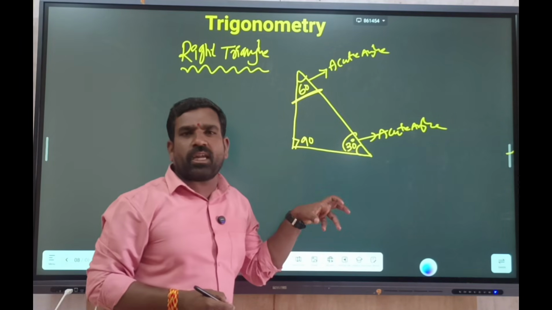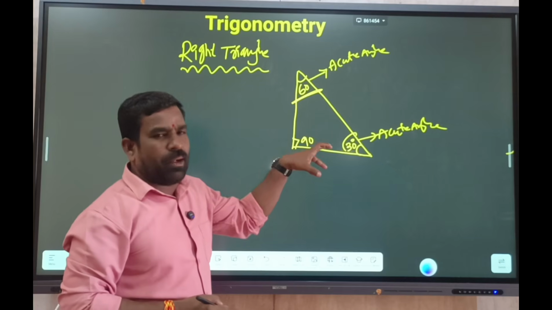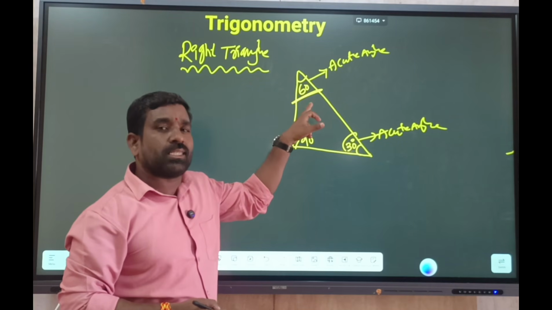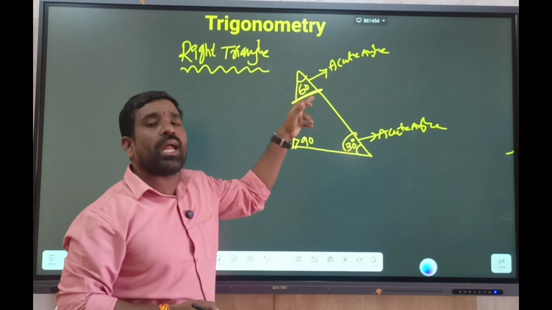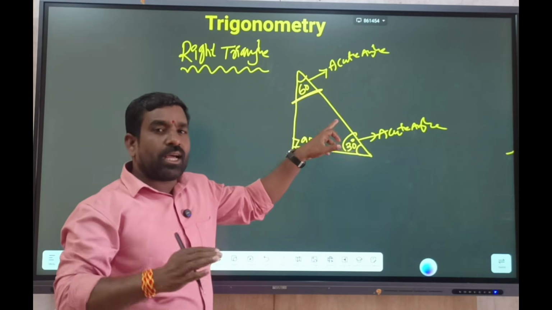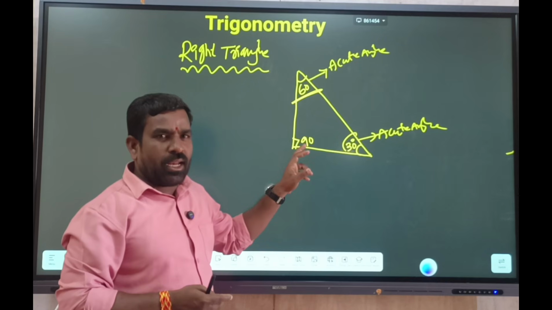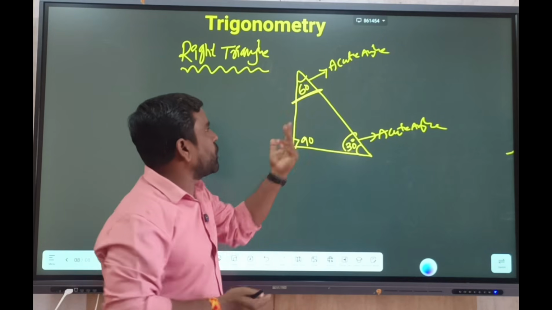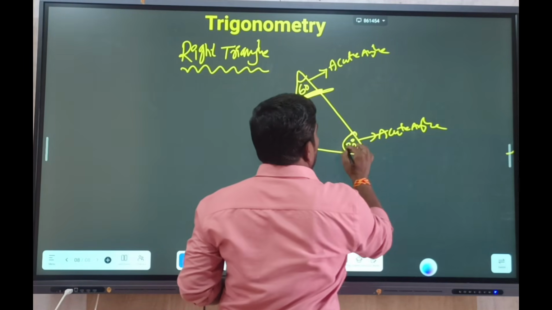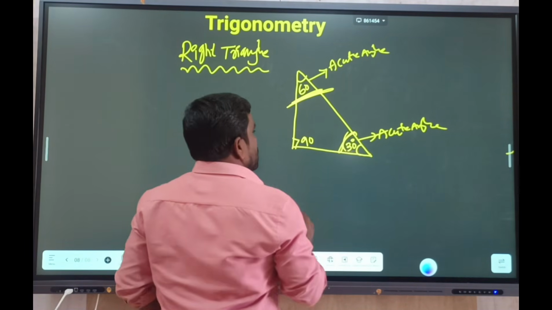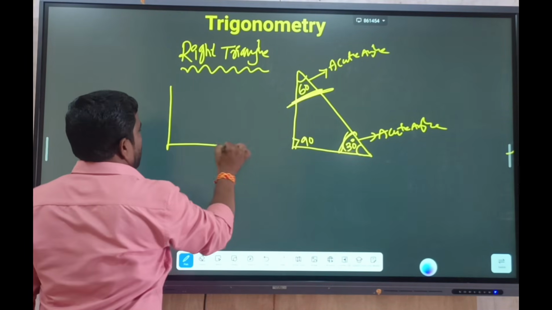So what is the important key point here? In a right triangle, the sum of the other two angles is 90 degrees. Or sometimes the question asks: in a right triangle, the other two angles are dash acute angles. 60 is an acute angle, 30 is also an acute angle. It is very important.